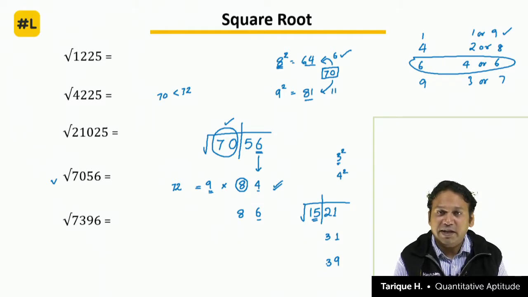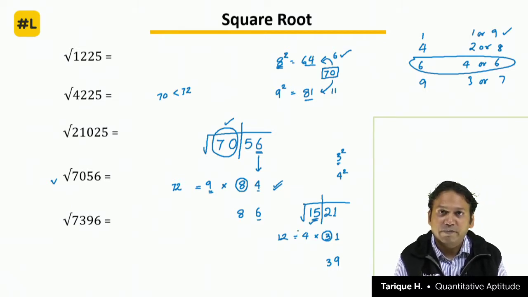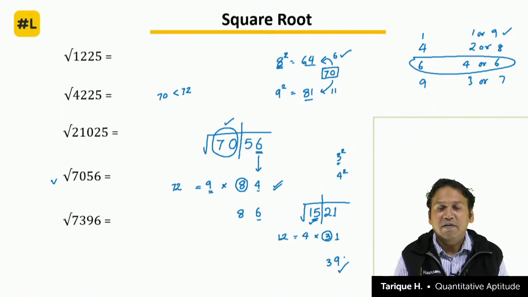Now you want to decide whether the answer is 31 or 39. You take 3, multiply with 3 plus 1. What do you get? 12. Now is 15 more than 12 or less than 12? 15 is more than 12. Yes. So the answer will also be the higher value. Clear? If it is less, the answer will be the smaller value. If it is more, the answer will be the higher value. That is how we find out the answer.